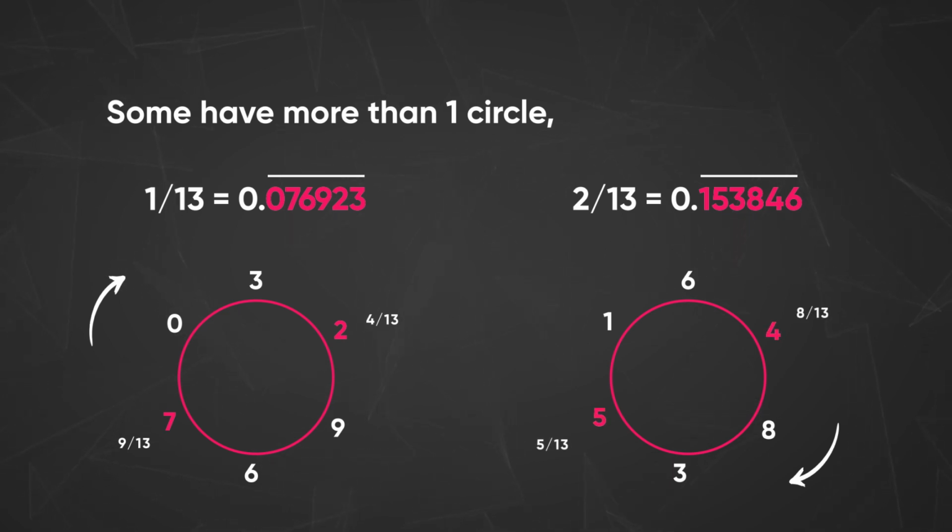There are cases where we need more than 2 circles to capture each of the numerators. For example, for the numerator 127, we require 3 circles.